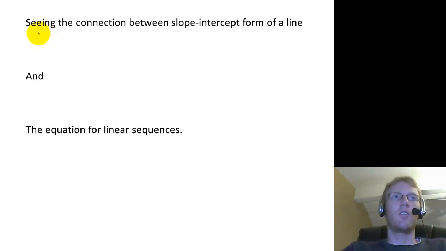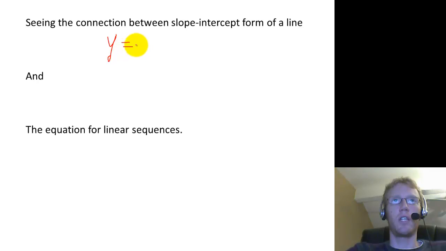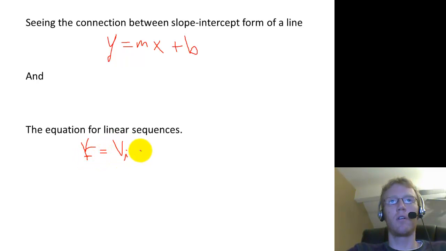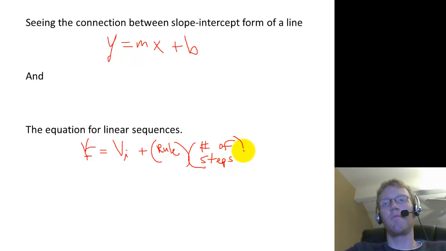Okay, so let's try to see the connection between this formula for slope-intercept, which I'll write again, y equals mx plus b, and the formula that we already had for linear sequences. If you remember that, it was the final value equals the initial value plus the rule times the number of steps. Okay, and I want to show you how these are actually essentially the same formula.